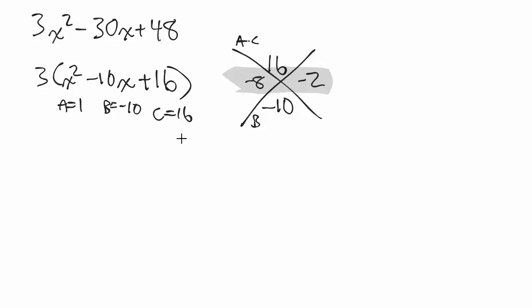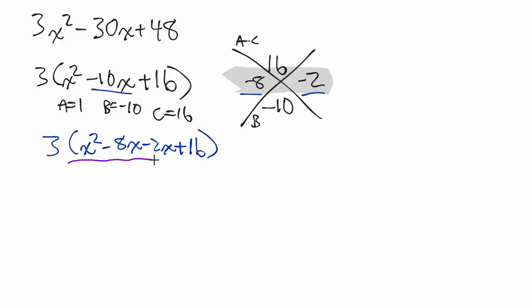Okay, so we continue. Remember this middle term, this negative 10x, is now going to be negative 8x and negative 2x. So it's going to be x squared minus 8x minus 2x plus 16. And you know what we do from here? We're going to chop this up, break it up, and factor by grouping here.